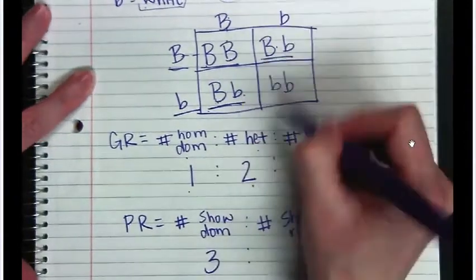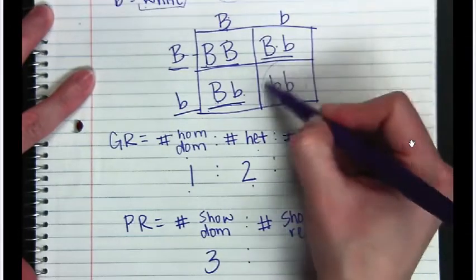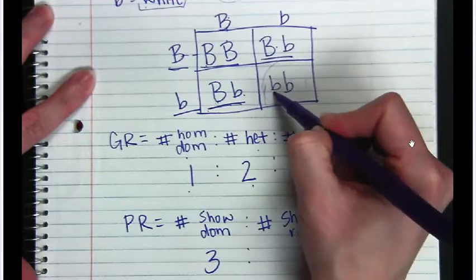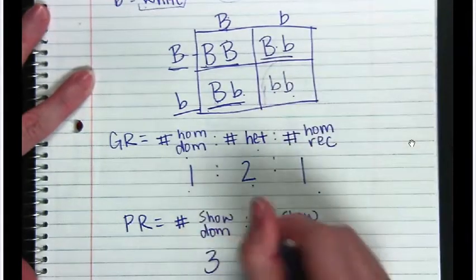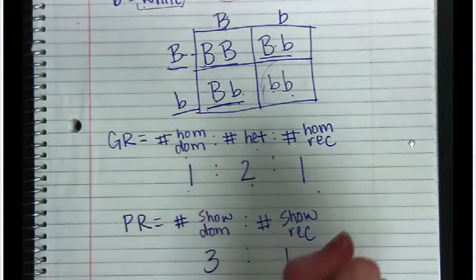And here, we only have 1 that's going to show the recessive trait. The only way to show the recessive trait here is if the organism inherits 2 copies of that recessive allele. So our phenotypic ratio ends up being 3 to 1.